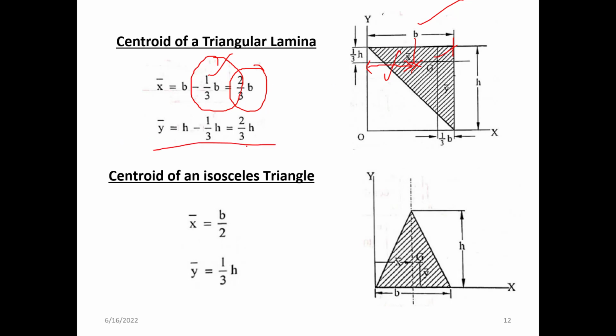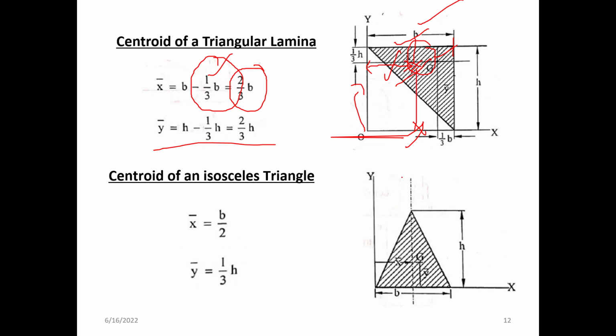Similarly, y bar. You know that the y bar is at a distance of h by 3, where h is the height, h by 3 from the base. This is the base, right? So you have to find from this point to this point. That means total we have h minus one third of h. One third of h will be this circled portion. So we get the y bar with respect to this horizontal x-axis.